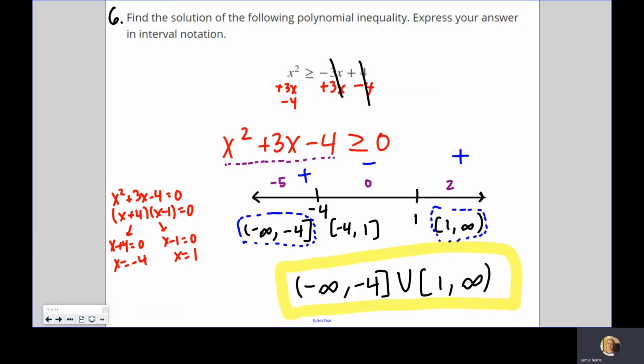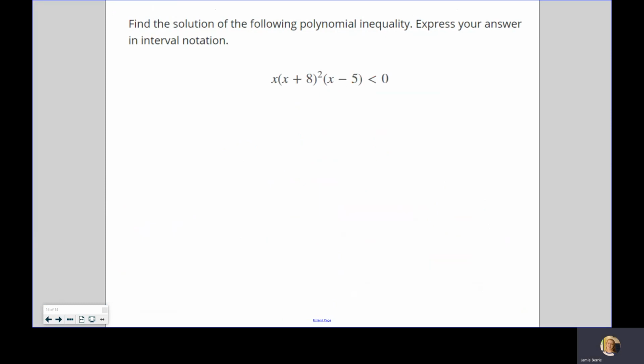All right, we're going to do one more example together. This one is nice and easy because it's already factored. This is number 7. Find the solution of the following polynomial inequality. Express your answer in interval notation. So we have x times x plus 8 squared times x minus 5 is less than 0.